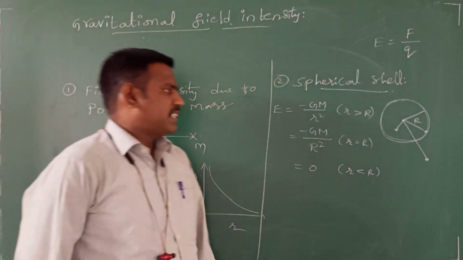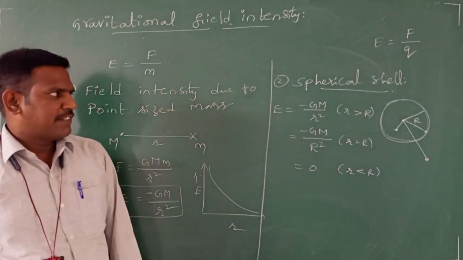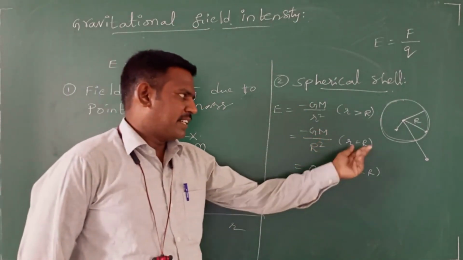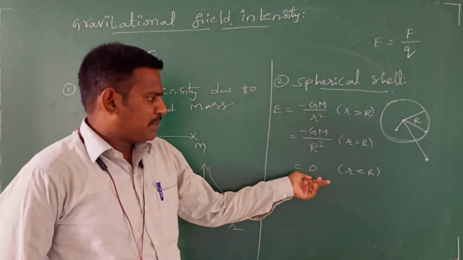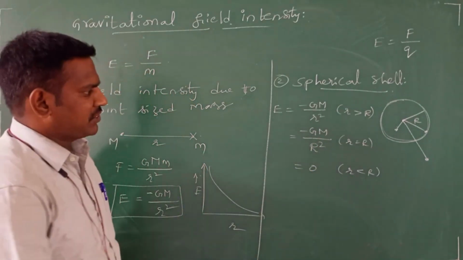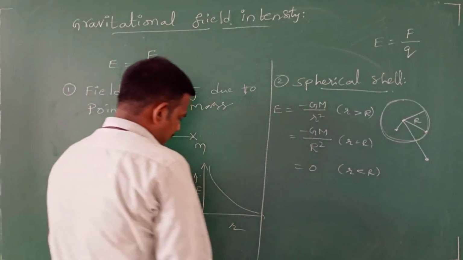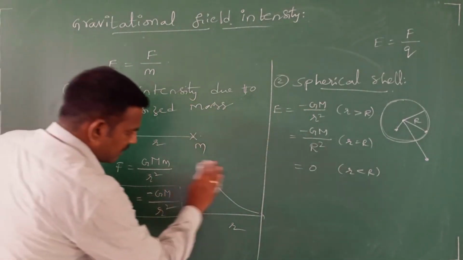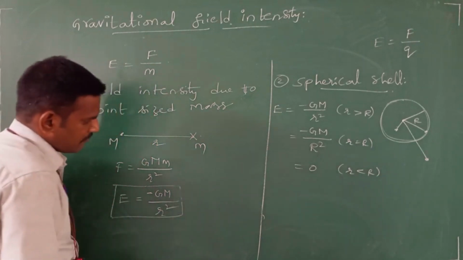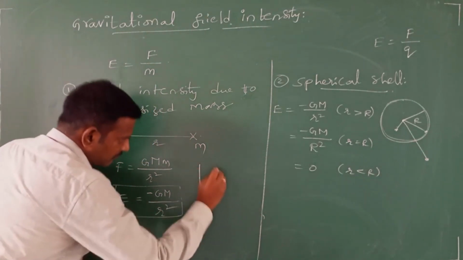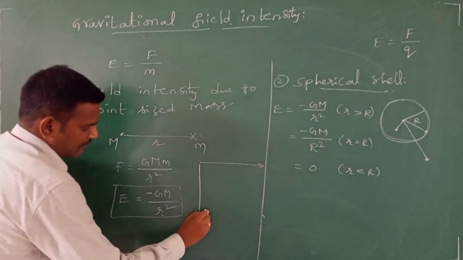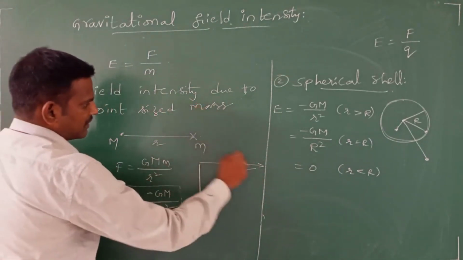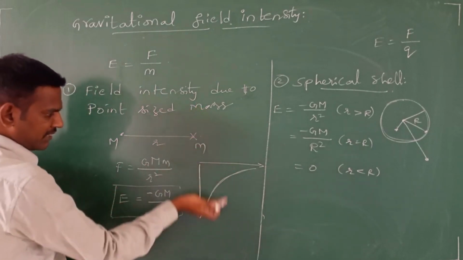So due to the spherical shell, the gravitational field intensity is given by the formula minus Gm upon small r square outside, minus Gm by capital R square upon the surface, and it will be 0 inside it. And let us draw. For this, what will be the graph? I'm sorry, here it is a negative quantity, so I have to reverse it. It will be like this, just a mirror image of the previous one. Actually, we will draw like this.